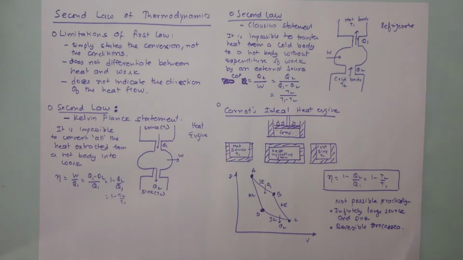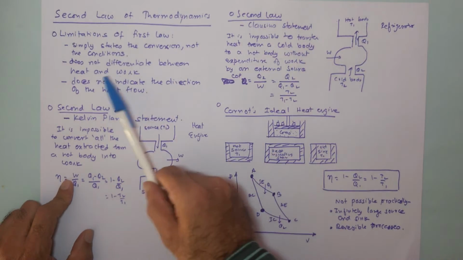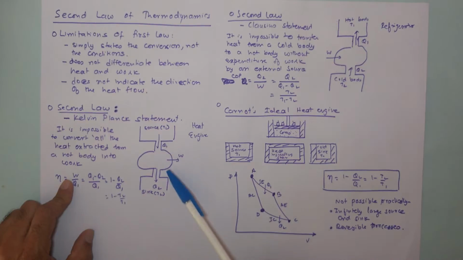So it simply says that there is a relationship between heat energy, internal energy and work done, and these energies are conserved, but it doesn't state under what conditions this change will happen. It does not differentiate between heat and work. It treats both heat and work as the same.